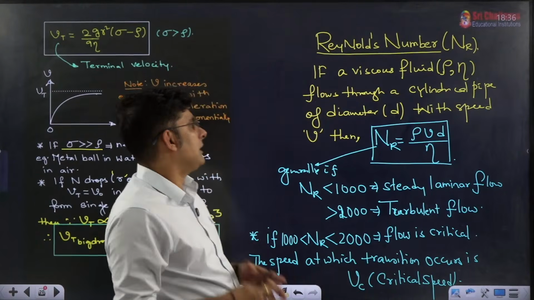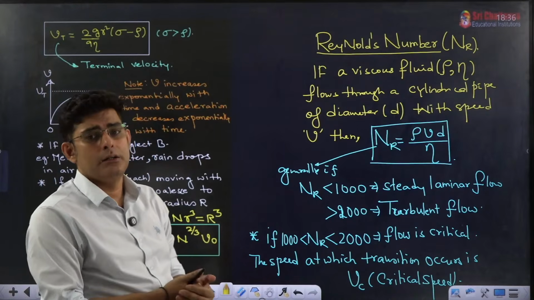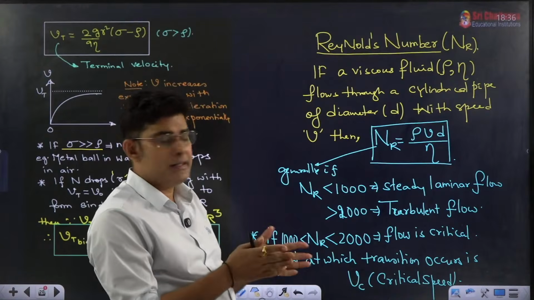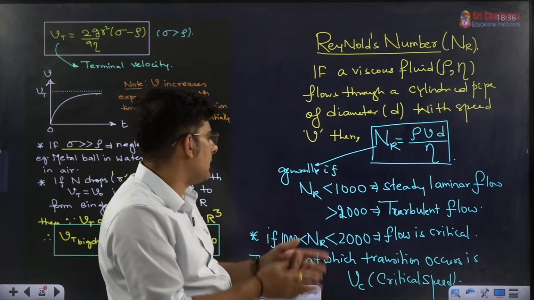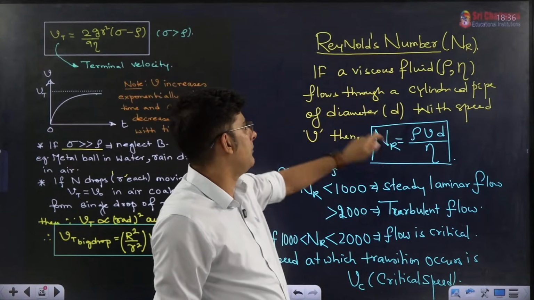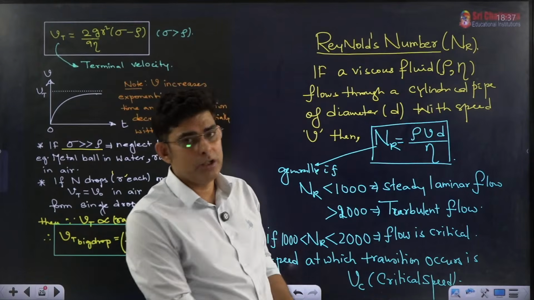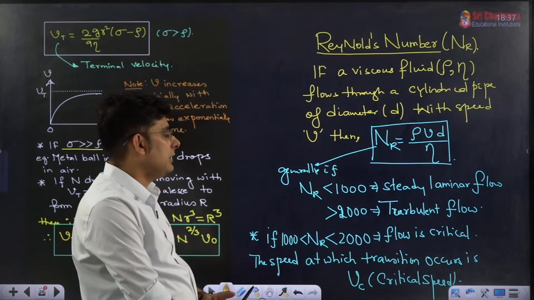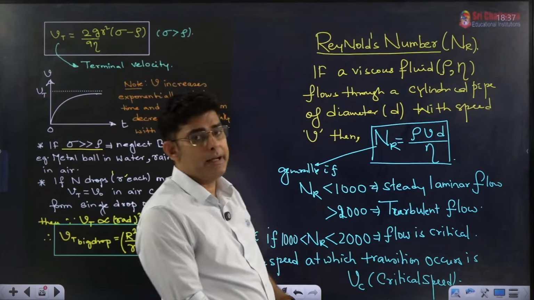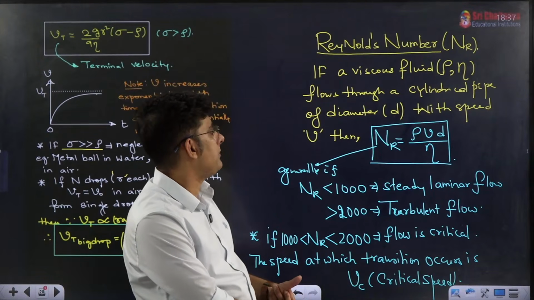How do we check whether the flow of a viscous fluid inside a cylindrical pipe is steady laminar, meaning it follows a fixed pattern, or is it turbulent? For that we use a quantity called Reynolds number, NR. NR is defined as rho v d by eta, where the speed has a value v, eta is the coefficient of viscosity, rho is the density of the fluid or liquid, and the diameter of the pipe is d.